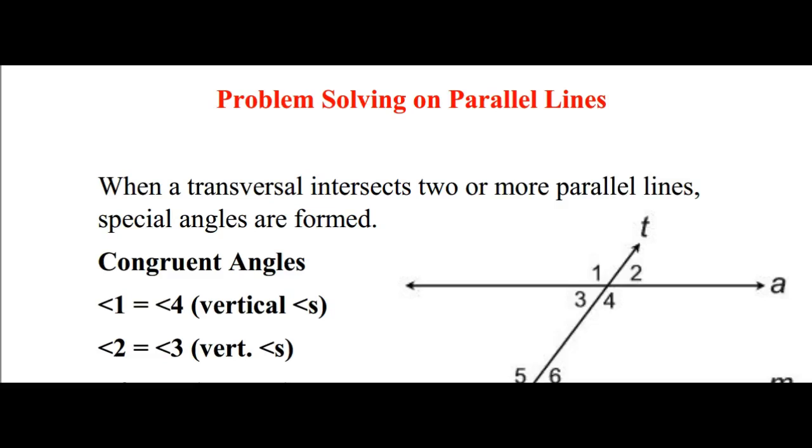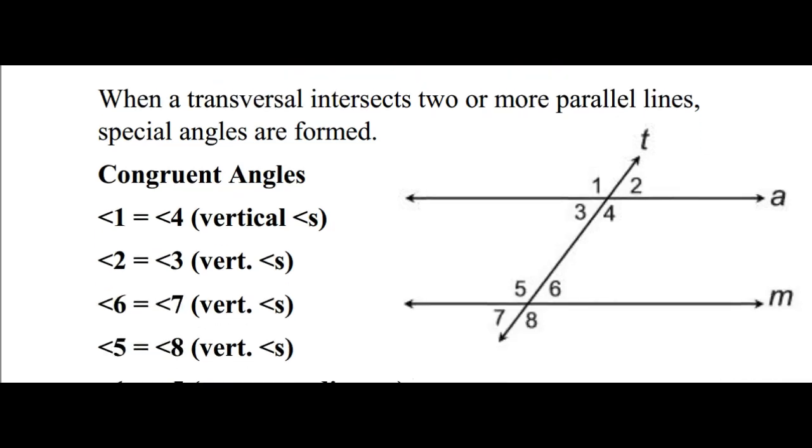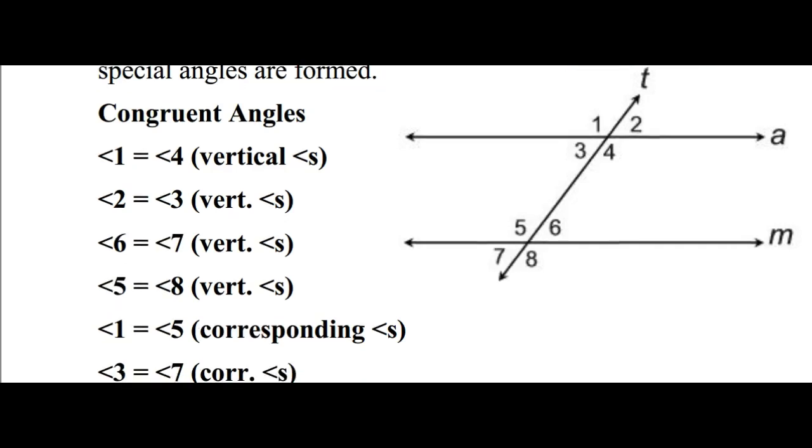Hello, in this video we'll be solving problems on parallel lines and transversal. Again, when a transversal intersects two or more parallel lines, special angles are formed. Most of these angles are congruent, which means they are equal to each other, and some of them are supplementary. They add up to be 180. So let's review them with this diagram.